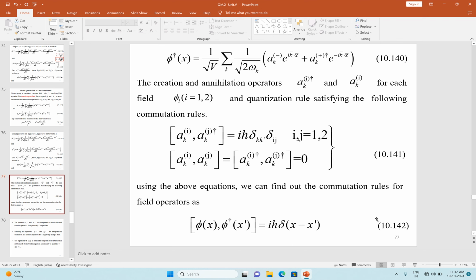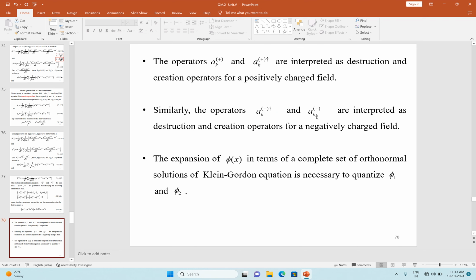The operator a plus is nothing but a destruction operator for the positively charged particle. A plus dagger is the creation operator for the positively charged particle. Similarly, a minus dagger, see here, is the creation operator for the negatively charged particle, and a_k minus is the destruction operator for the negatively charged particle. So there's a mistake here. We just rectify this one.